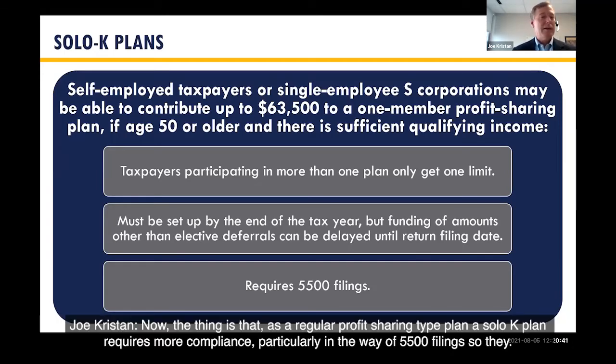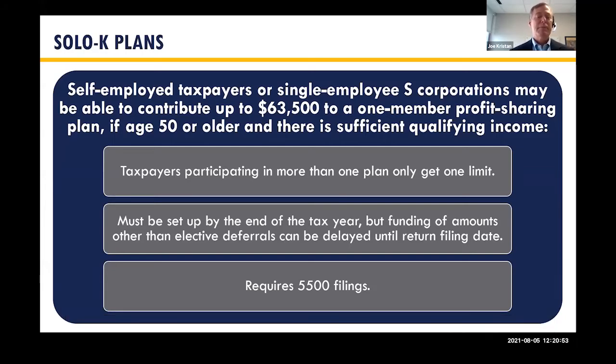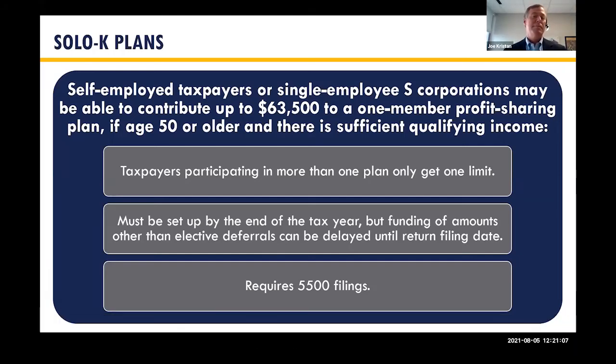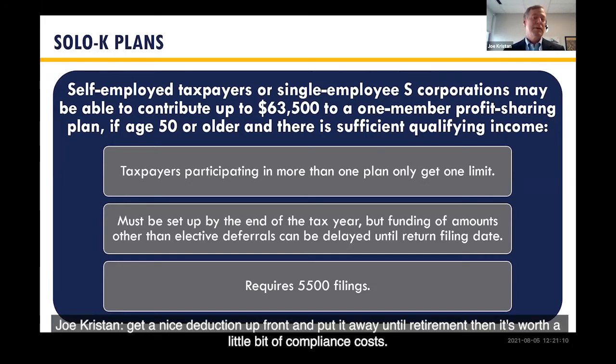The other thing is that as a regular profit sharing type plan, a solo K plan requires more compliance, particularly in the way of 5500 filings. So they have a little bit more compliance cost than certainly an IRA. But if you can sock away $63,500 tax-free, get a nice deduction up front and put it away until retirement, then it's worth a little bit of compliance cost.